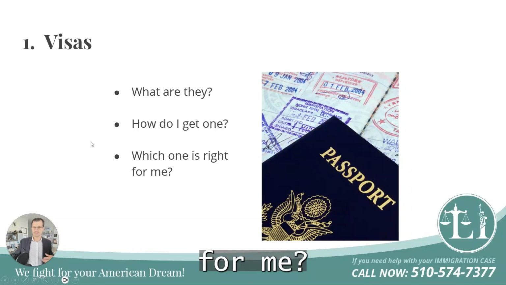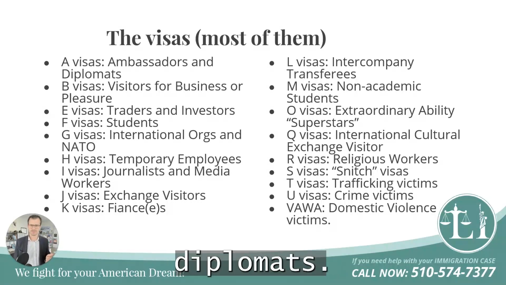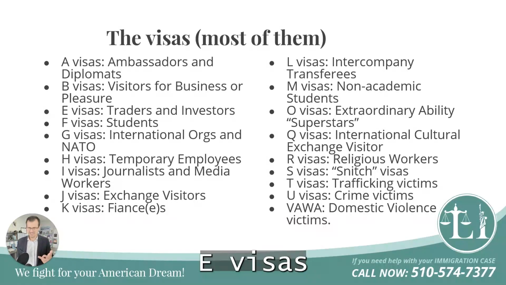So how do I get one? Which visa is right for me? These are questions to bring to an immigration lawyer. Here are the visas. All right? You've got A visas for ambassadors and diplomats. B visas are your standard tourist visa, visitors for business or for pleasure. E visas for traders and investors. F visas for students. And on down the alphabet. Almost every letter in the alphabet has a visa. And some of the letters that you don't see on this list used to have visas, and those visas later were repealed. All right? I won't get into that. But so these are the visas.